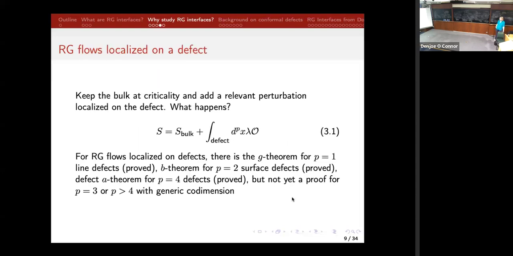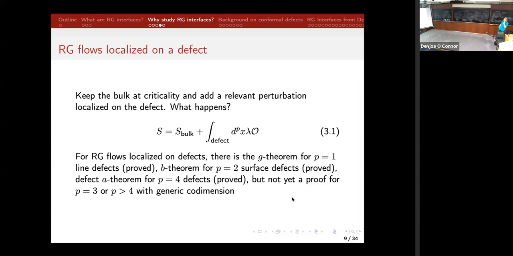But you could also have RG flows localized on a defect. If you keep the bulk at criticality and add a relevant perturbation localized on the defect, then there are also theorems about whether there's a monotonic quantity that captures this RG flow. There's the G theorem for line defects, the B theorem for surface defects, and the defect A theorem. But there's not yet a proof, I think, for 3-dimensional defects or defects of dimension greater than 4 with generic codimension, as far as I know. The last time I checked.